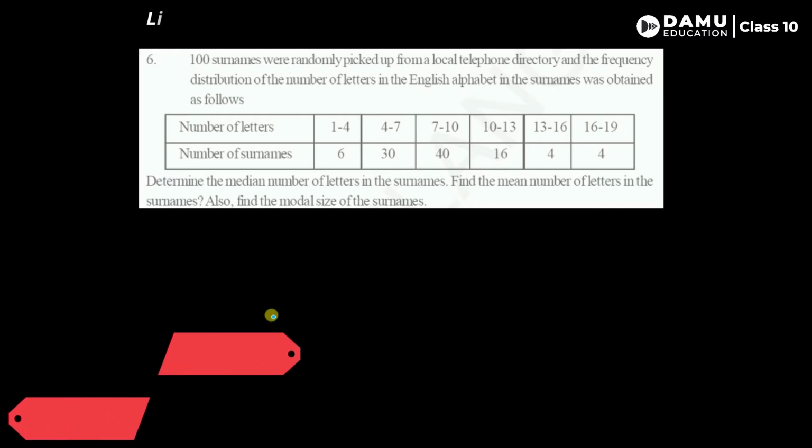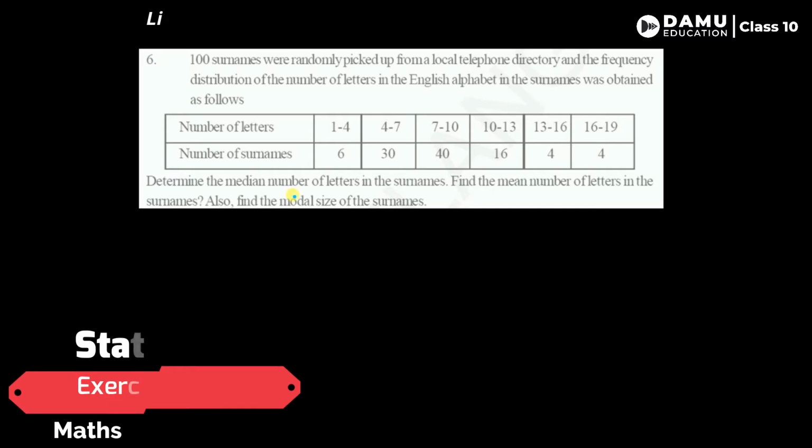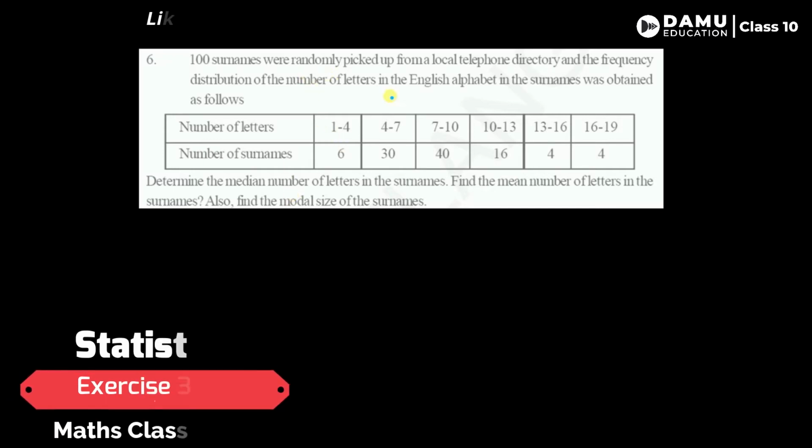So in this session, we are going to discuss our sixth question. 100 surnames were randomly picked up from a local telephone directory, and the frequency distribution of the number of letters in the English alphabet in the surname was obtained as follows. Number of letters: 1 to 4, 4 to 7, 7 to 10. Number of surnames, how many are there?